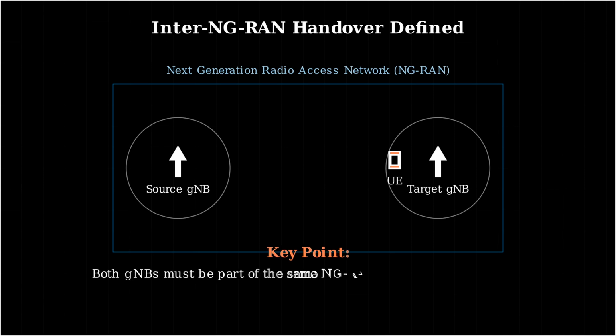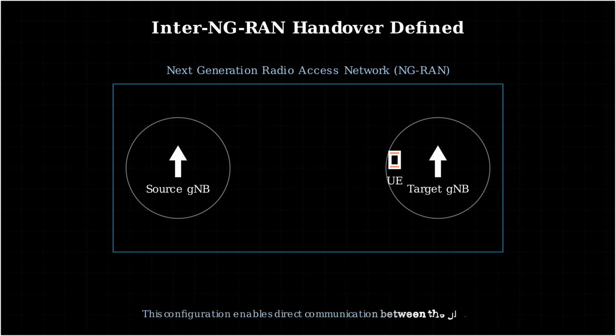The critical requirement that makes this an inter-NG-RAN handover is that both gNBs must be part of the same next-generation radio access network. This allows them to communicate directly over the XN interface. This configuration enables the two gNBs to communicate directly with each other, facilitating a more efficient handover process compared to handovers between different radio access networks.